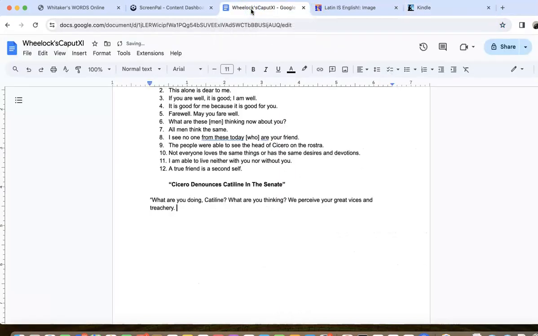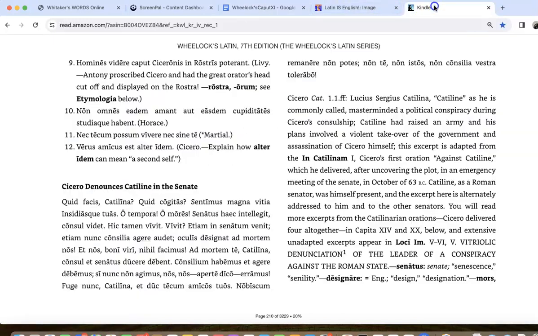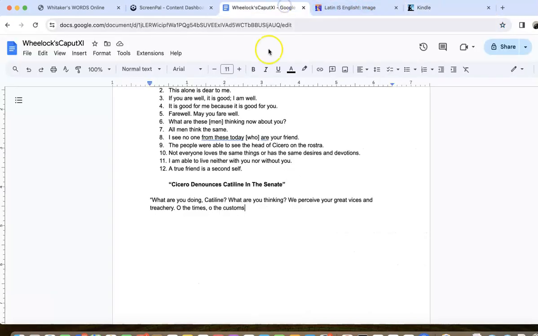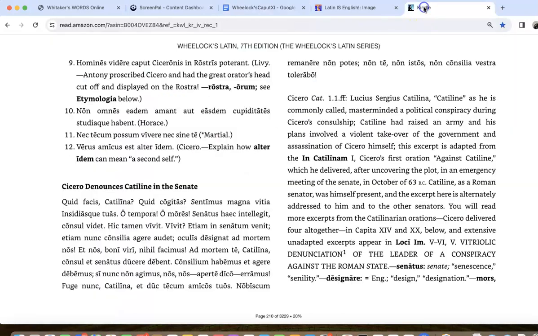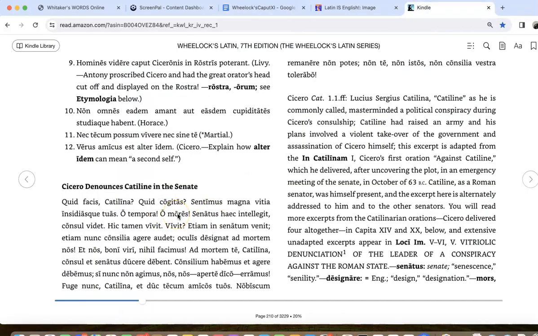And so, oh, the times, oh, the customs. I'll say customs, literally mores. So oh, the times, oh, the customs. Let me change that punctuation so it's consistent with our Latin text. So oh, the times, oh, the customs.